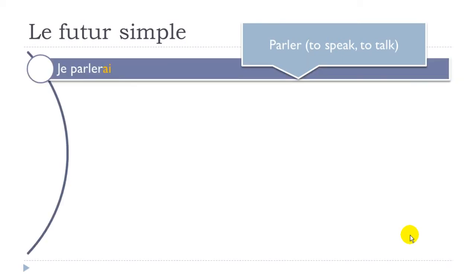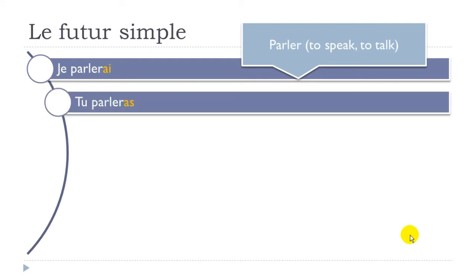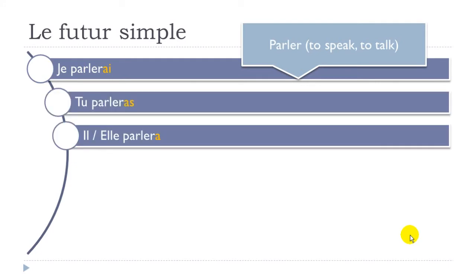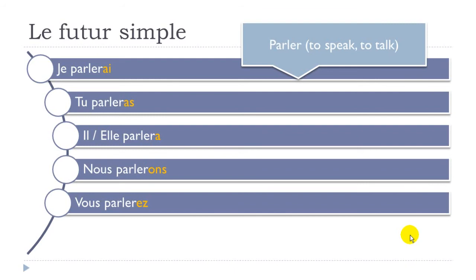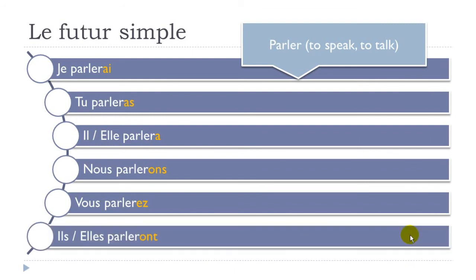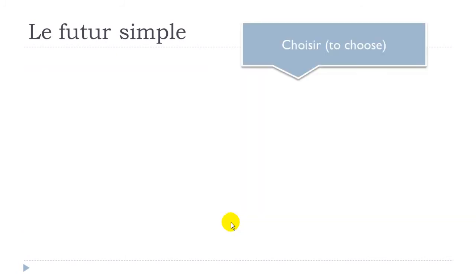So let's see how it will go with parler, to speak, to talk. Okay? Je parlerai. Tu parleras. Il parlera. Elle parlera. Nous parlerons. Vous parlerez. Ils parleront. Elles parleront. Alright? So as I said, just keep your basic form and just put your endings. Okay? E, a, a, on, e, on. That's it.